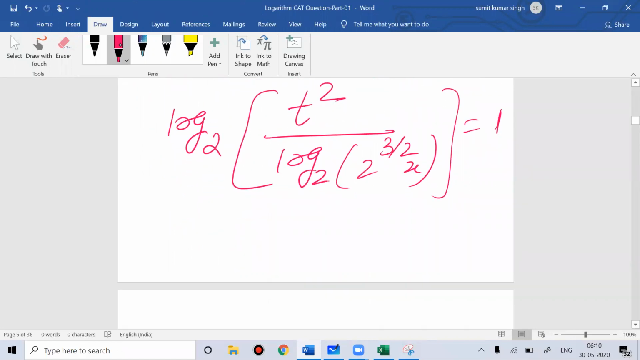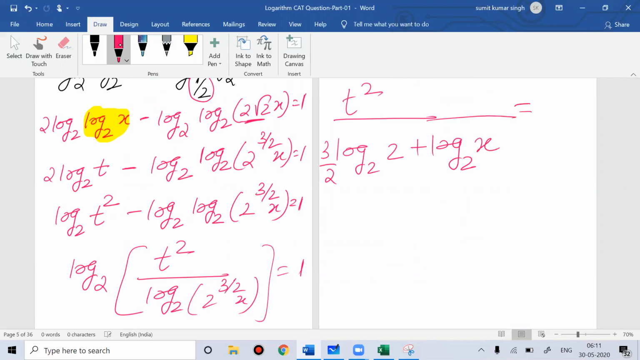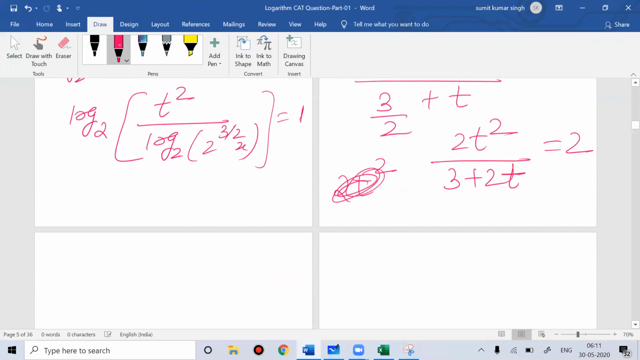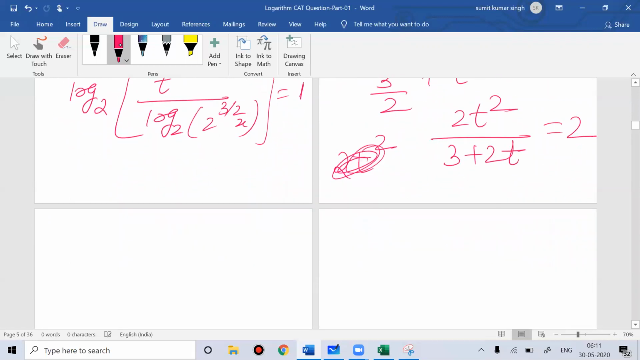So then it means that t square, then if you open a into b, so this is log base 2 3 by 2 plus log base 2 x is equal to 2. This is t square by 3 by 2 plus t is equal to 2. This is 2t square by 3 plus 2t is equal to 2. So you can solve just a linear equation, solve it.